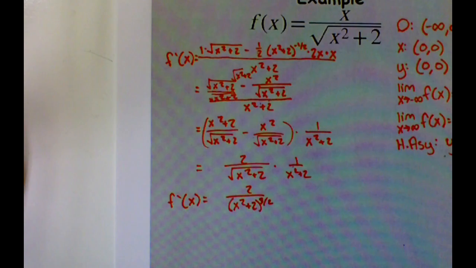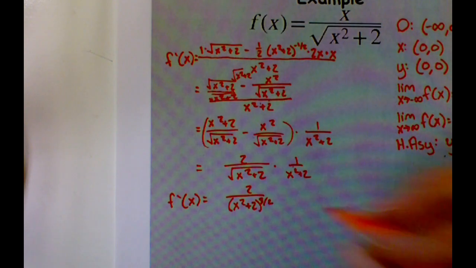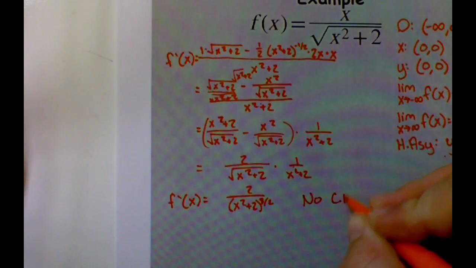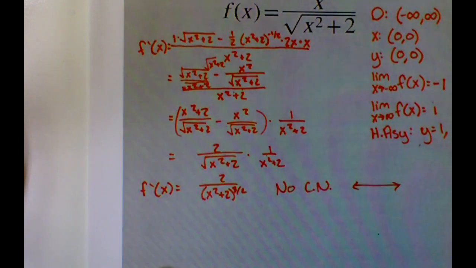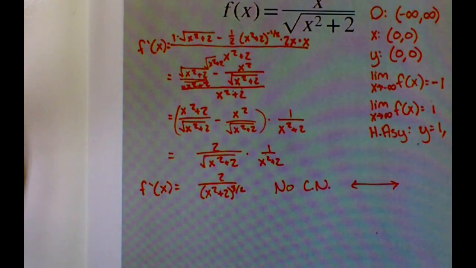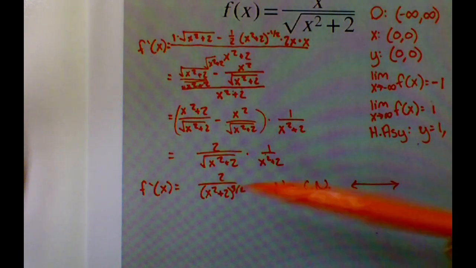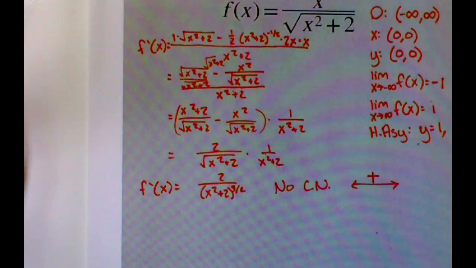Well, our critical numbers, anywhere that the first derivative doesn't exist or equals 0, we actually have no critical numbers. If there are no critical numbers to determine where the graph is increasing and decreasing, I basically can plug in any number. I like 0. I get a positive over a positive. This graph is always increasing.